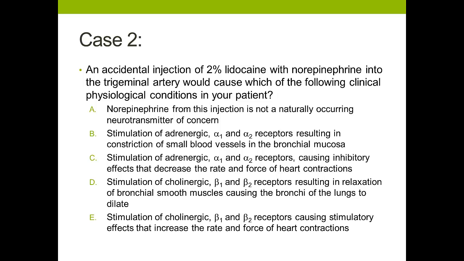C. Stimulation of adrenergic alpha 1 and alpha 2 receptors causing inhibitory effects that decrease the rate and force of heart contractions. D. Stimulation of cholinergic beta 1 and beta 2 receptors resulting in relaxation of bronchial smooth muscles causing the bronchi of the lungs to dilate. Or E. Stimulation of cholinergic beta 1 and beta 2 receptors causing stimulatory effects that increase the rate and force of heart contractions.